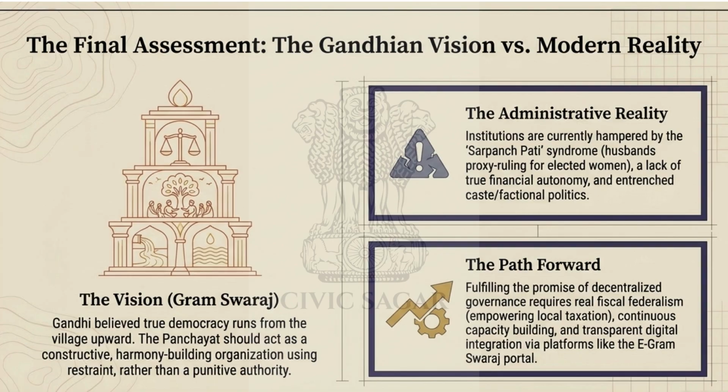Decades after its launch, local self-governance in Rajasthan continues to balance ideal goals against practical challenges. Mahatma Gandhi envisioned Gram Swaraj, a system where self-reliant villages govern through consensus and local cooperation. In practice, institutions face challenges like proxy governance, known locally as Sarpanch Pati syndrome, limited local revenue generation, and local caste friction. Moving forward requires stronger fiscal autonomy, continuous leadership training, and transparent digital tracking through platforms like eGram Swaraj.